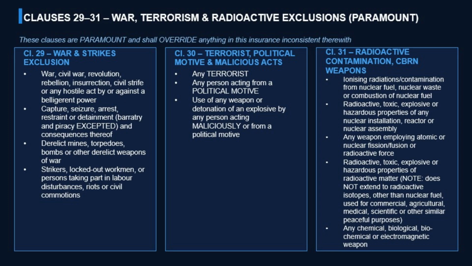Clause 31 excludes radioactive contamination and nuclear risks. It also excludes chemical, biological, biochemical, and electromagnetic weapons. This means ordinary hull and machinery insurance does not cover war risks, terrorism risks, or nuclear-related losses. Separate war risk insurance is usually required for such exposures. A common oral question is, are war risks covered under hull and machinery insurance? The answer is no. War risks are specifically excluded under Clause 29 and are normally covered separately by war risk insurance.